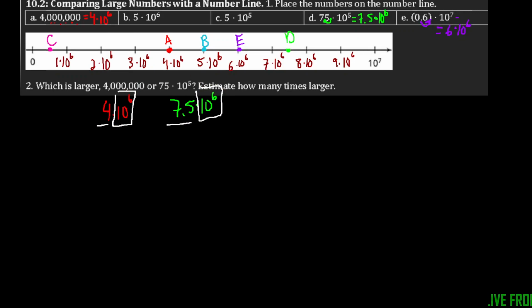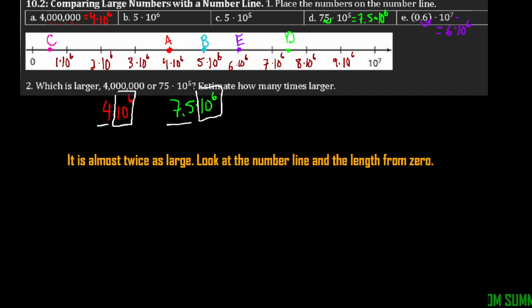So we're going to say that, let me circle that for us. We're going to say the 75 times 10 to the 5th power is going to be the larger one, and it's going to be twice as large.